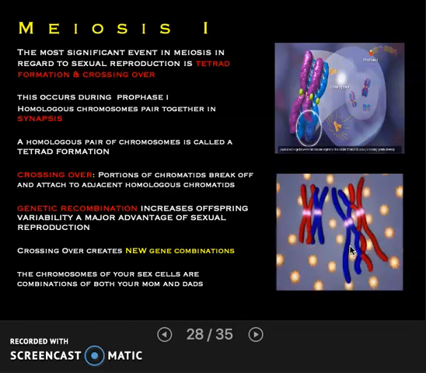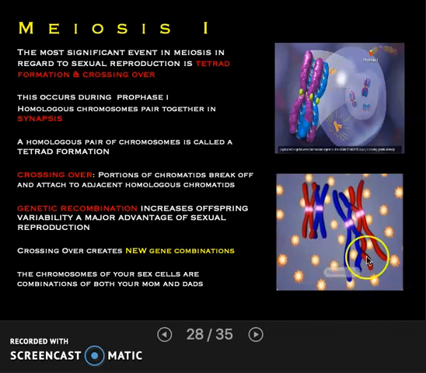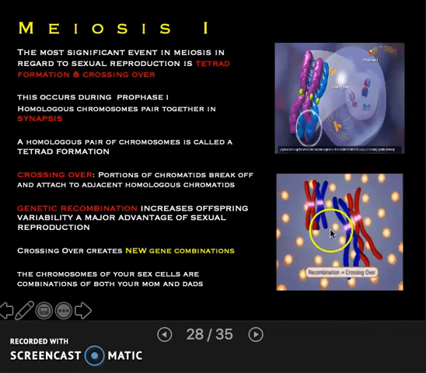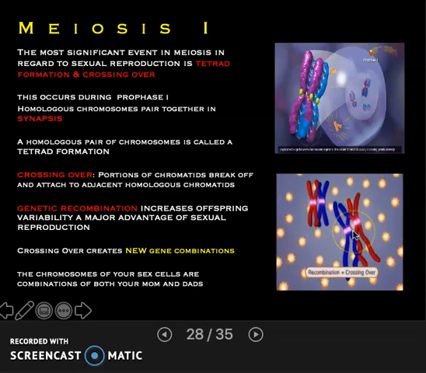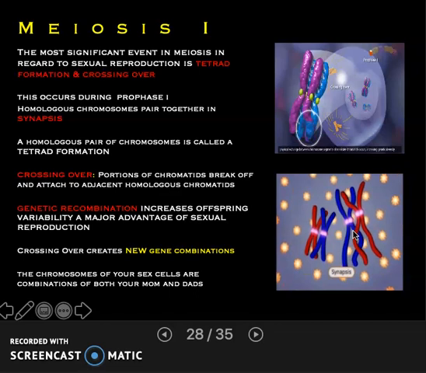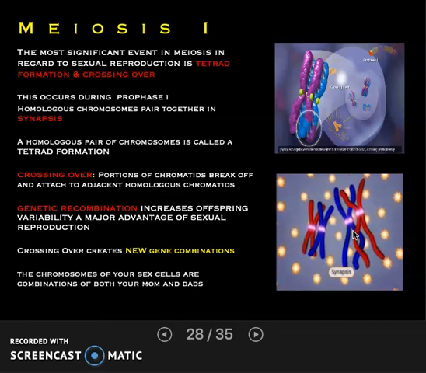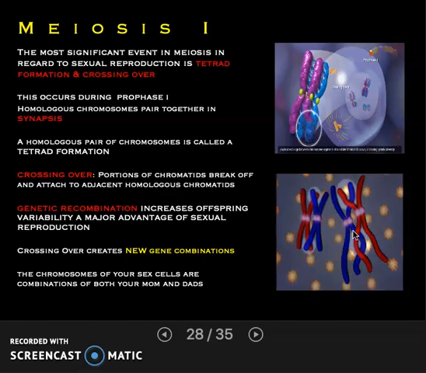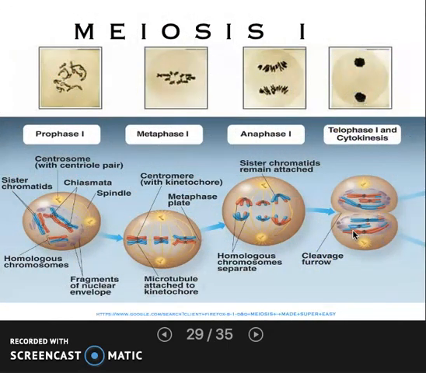The truth is, the sperm that I make only has 1 copy of chromosome number 1. And it isn't the chromosome 1 or a copy of the chromosome my dad gave me or my mom gave me. It's a combination of the 2. That's why sex is so great. There's so much variability. Meiosis 1 again.